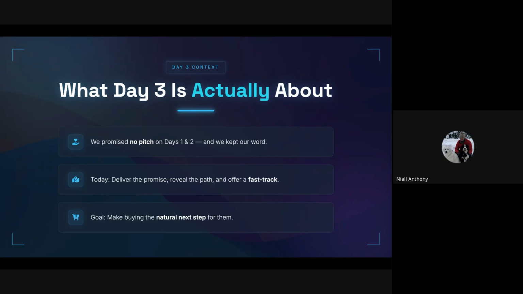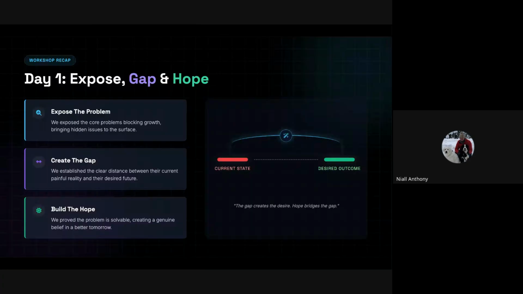Now, over the last few weeks, we covered what goes into day 1 and day 2. And in day 1, we expose the problems and the gap, and we create hope. With day 1, we wanted to expose the problems, but run parallel to them. So we're not pointing the finger at them and saying, you have this problem. No. We are exposing the problem by running parallel. We give them something they can relate to. Is this something they can see themselves in other people?